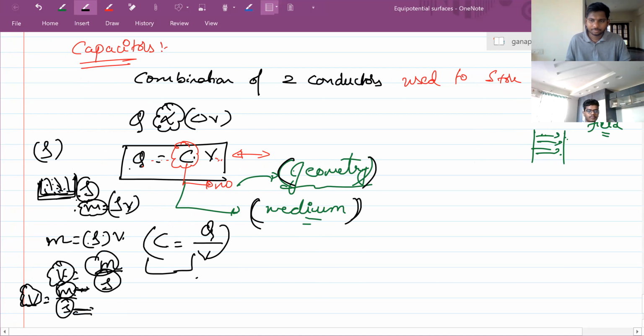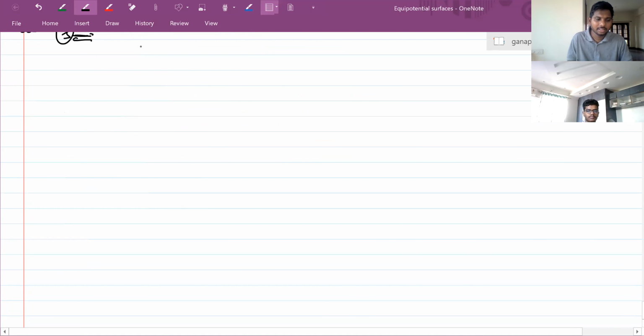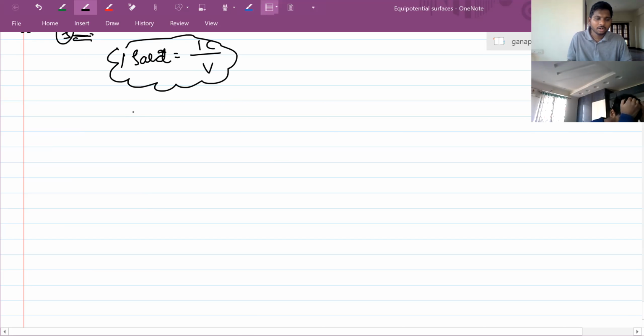Then capacitance is generally measured in farads. 1 farad is equal to 1 coulomb per volt. But this is not generally used. It is used in the form of microfarad, picofarad. In that way, they will use. Okay.